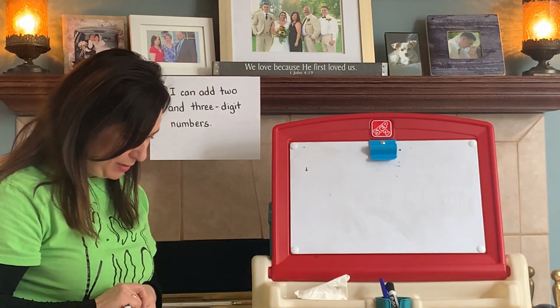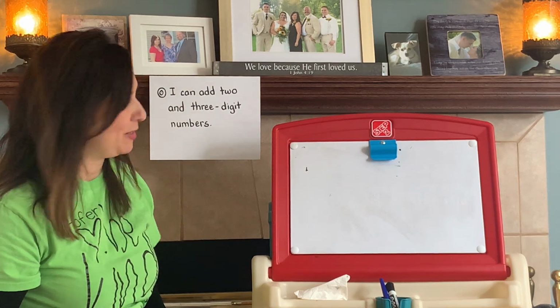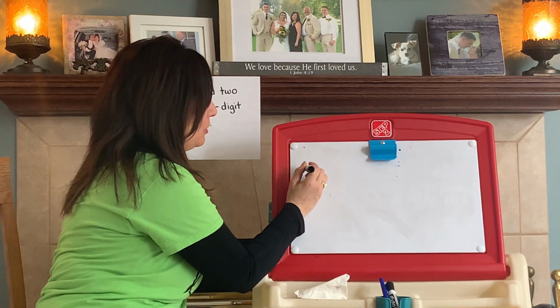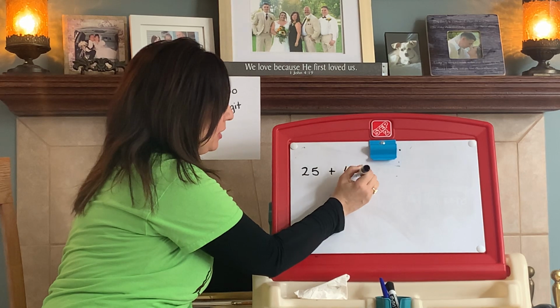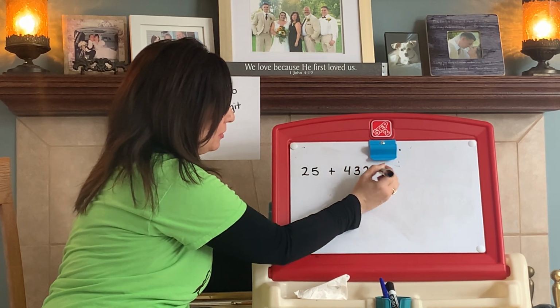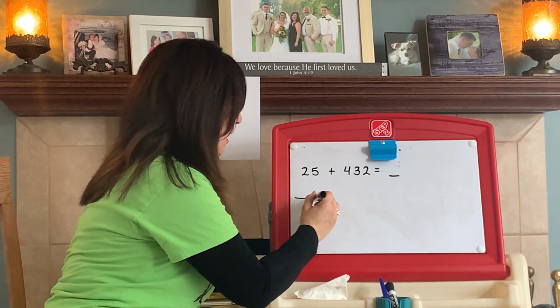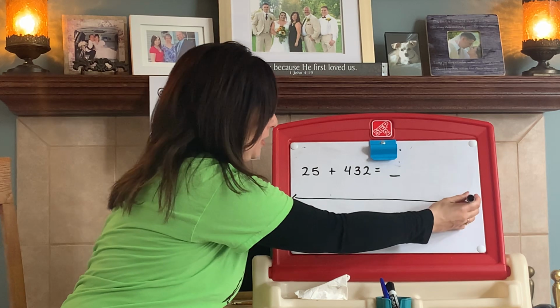I could also do this same thing on a number line. I'm going to use different numbers this time just to make it more interesting. I'm going to add 25 plus 432 equals. And I'm going to add today on an empty number line or a blank number line. You can call it either one.